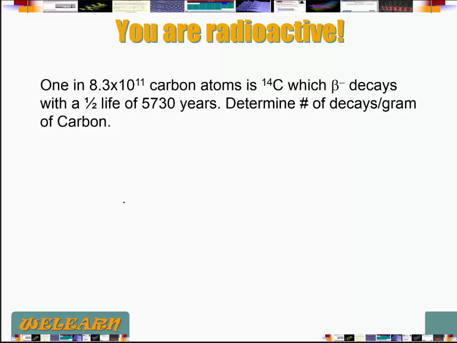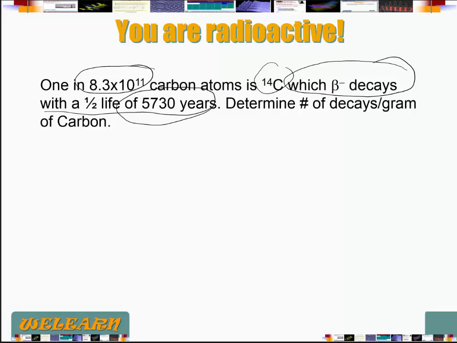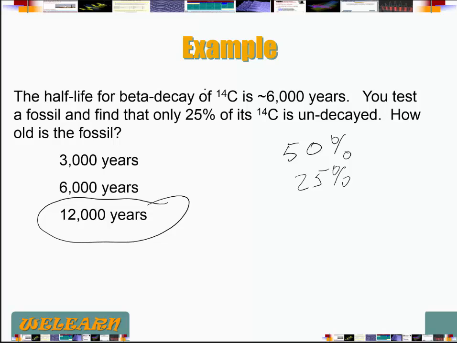Okay, now in this question here, we are told that 1 in 8.3 times 10 to the 11 carbon atoms is carbon-14. So not all of the carbon atoms are carbon-14. Only 1 in this huge number of carbon atoms is carbon-14. And carbon-14 decays with an electron emission, beta minus decay, with a half-life of 5,730 years. That's what we approximated to 6,000 years here.